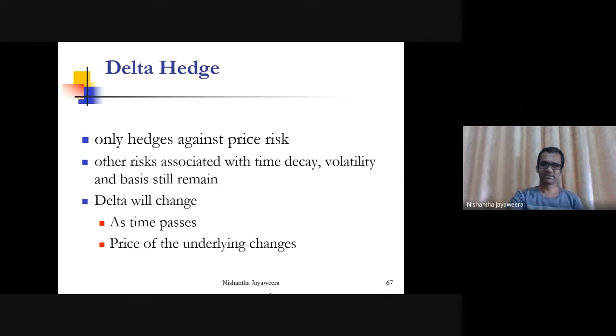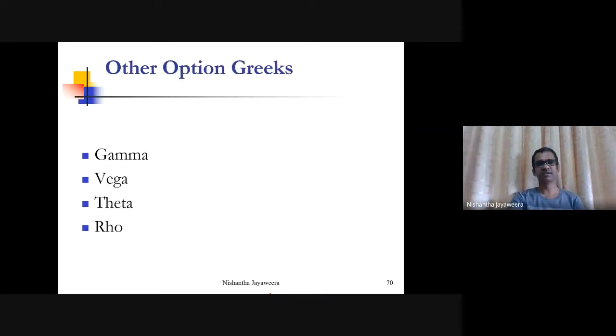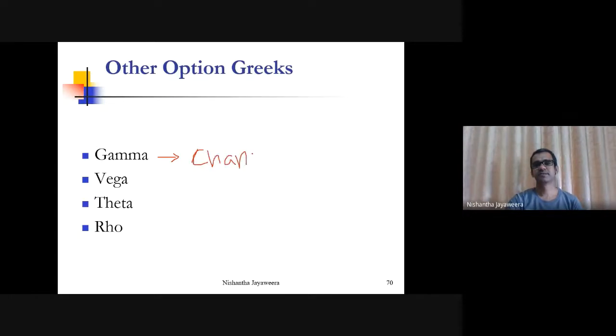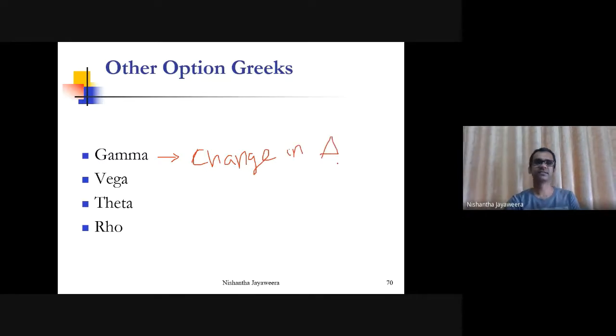So the gamma is the change in delta. This is, how can I say, change in delta. That means sensitivity of delta to the price change of the underlying. That is gamma in simple.